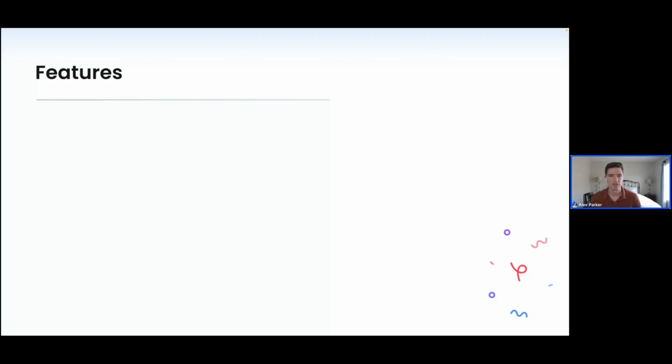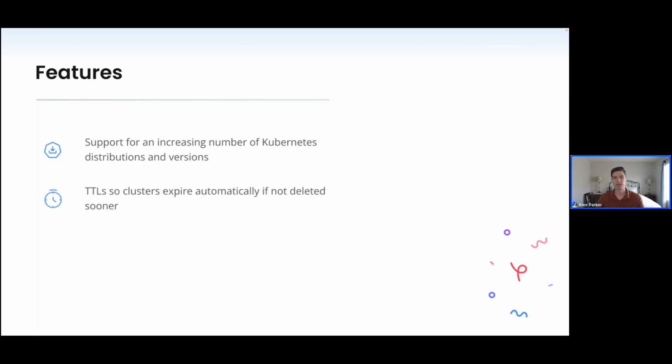So what are the features of Compatibility Matrix? Well, to touch on just a couple of the key ones, it has support for an increasing number of Kubernetes distributions and versions, so you can test on a wider and wider array of distros and versions. The clusters have TTLs, so they expire automatically if they're not deleted sooner. And there's per second billing with some amount of usage included per account. So you only pay for what you use, much like a cloud provider, paying per second depending on how long those clusters last. And again, they have TTL, so they'll expire. But if you are done with it, you can manually delete it as well.